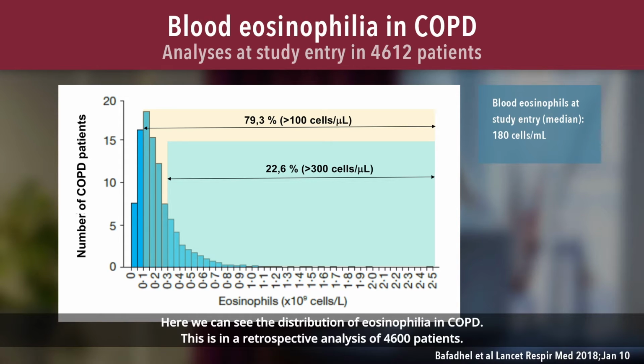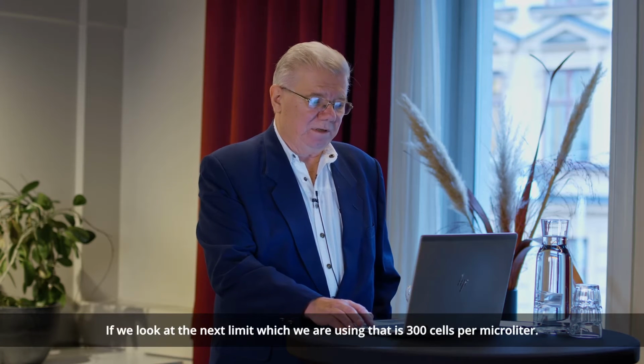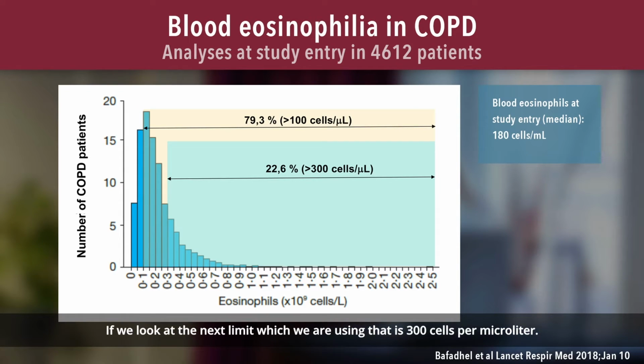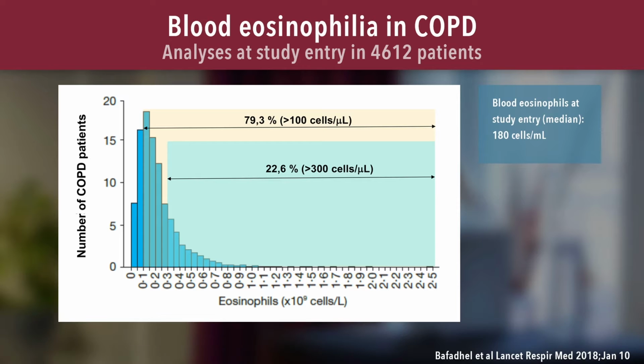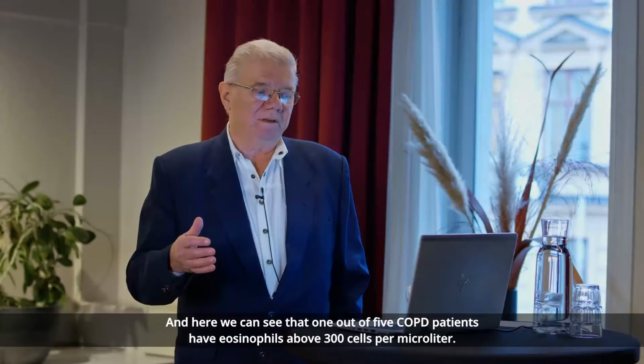This is a retrospective analysis of 4,600 patients. And as you can see, we have an uneven distribution, and almost 80% of the patients have a level of eosinophils higher than 100 cells per microliter. If we look at the next limit, which we are using, that is 300 cells per microliter, we can see that 1 out of 5 COPD patients have eosinophils above 300 cells per microliter.